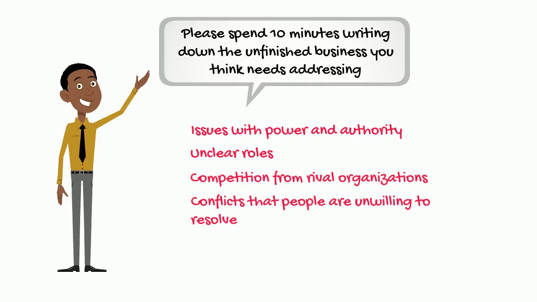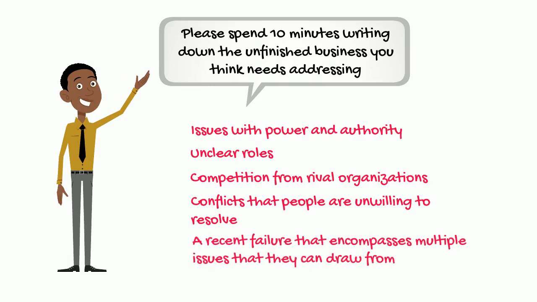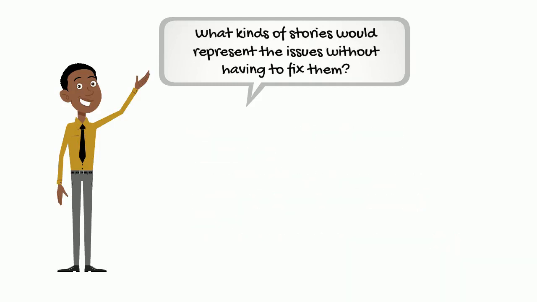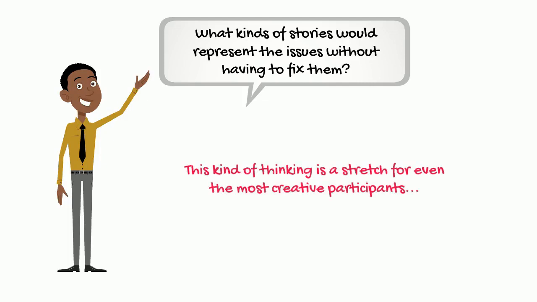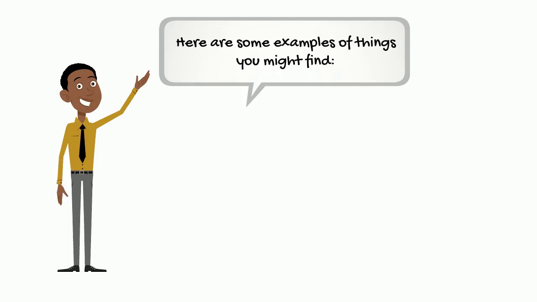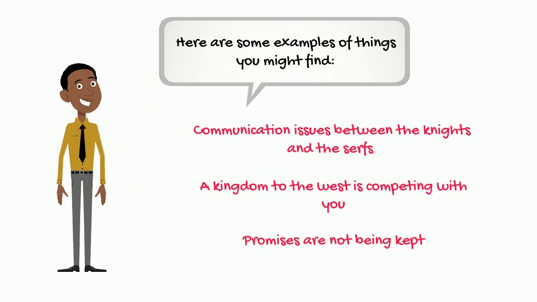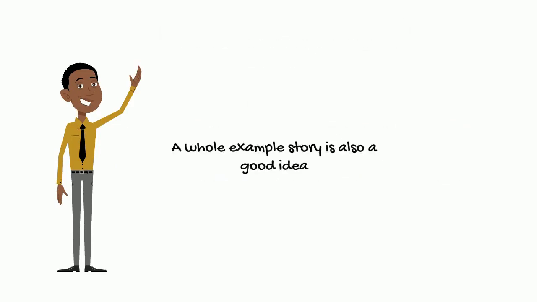There might even have been a recent failure that encompasses multiple issues that they can draw from. Now have the groups begin thinking about what kinds of stories would represent the issues without having to fix them. This kind of thinking is a stretch for even the most creative participants, so give them some examples of things they might find to help start them off. A whole example story is also a good idea.